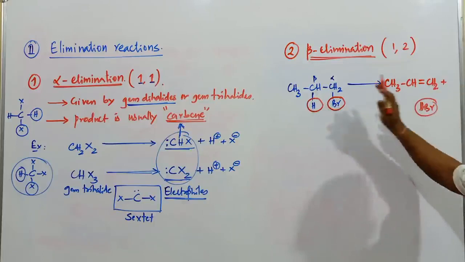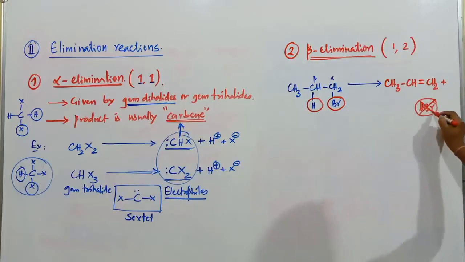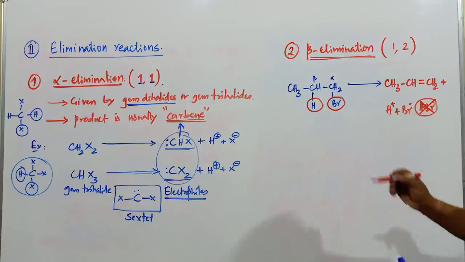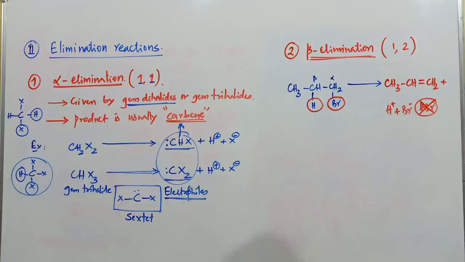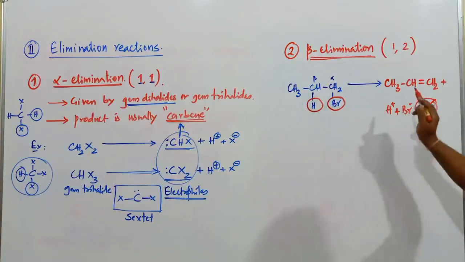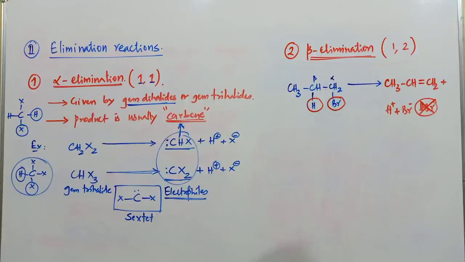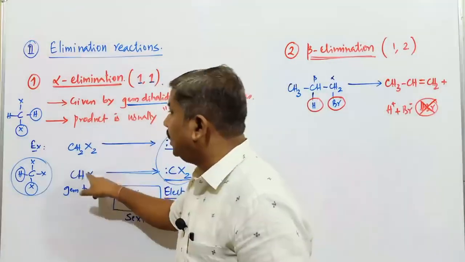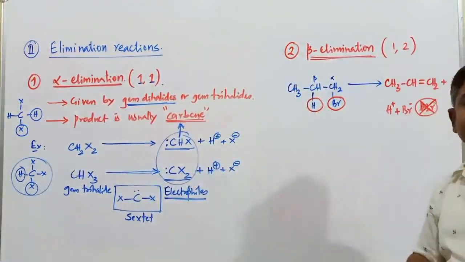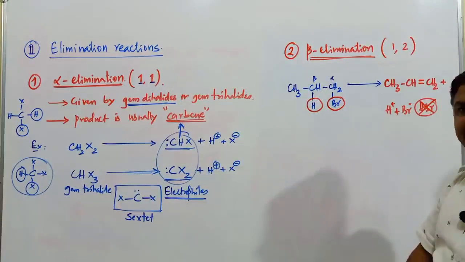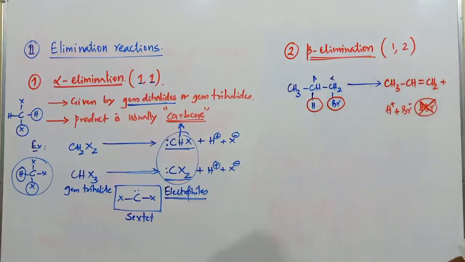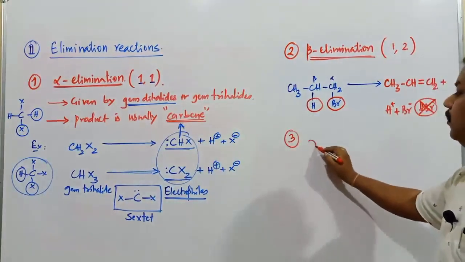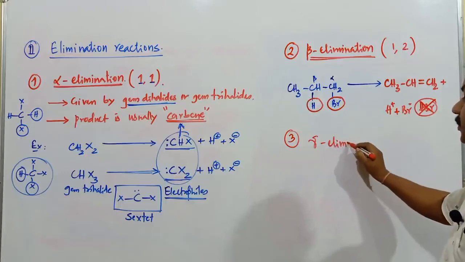Hydrogen bromide is not produced as such here; simply H plus and Br minus are eliminated. Now, elimination of atoms or a group of atoms from the alpha as well as the beta carbon atom is commonly called a beta elimination reaction. If the elimination takes place from a single carbon atom, it is alpha elimination. If it takes place from adjacent carbon atoms, it is alpha-beta elimination, or simply beta elimination, or 1-2 elimination reaction. Fine. The third type of reaction is commonly called the gamma elimination reaction.